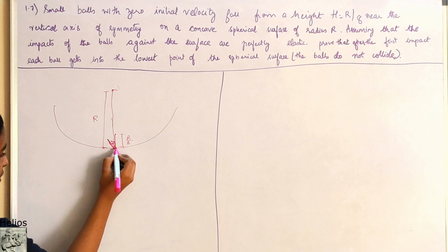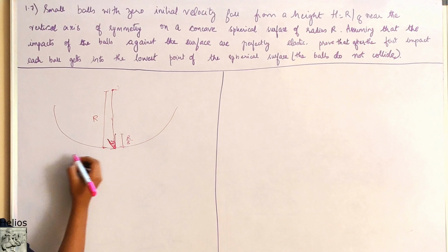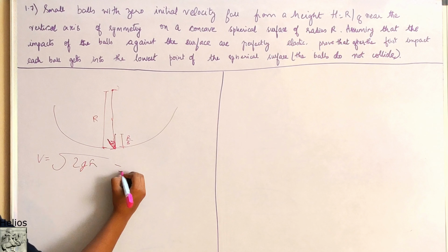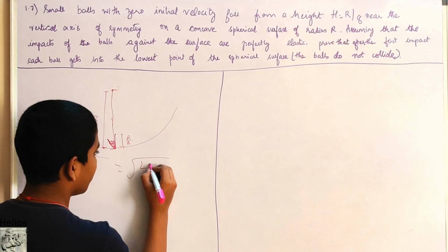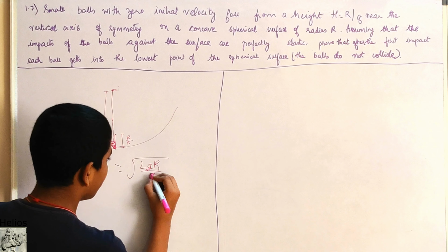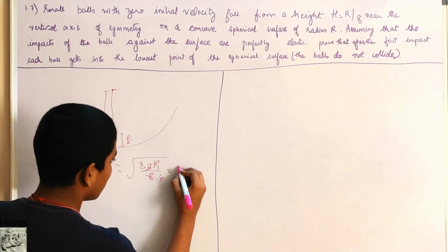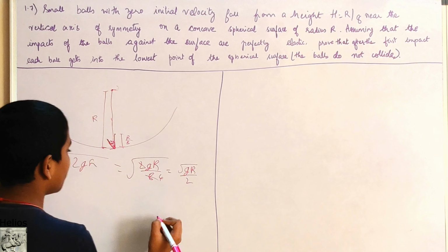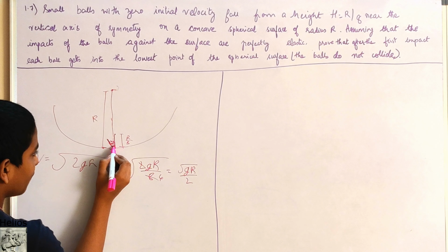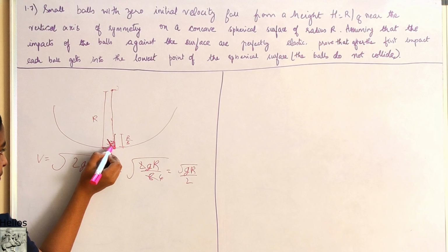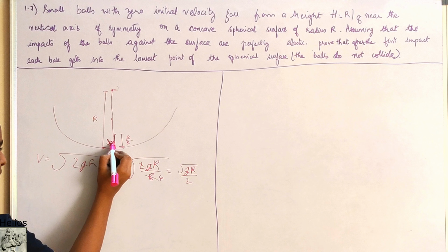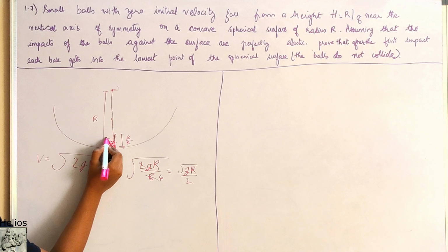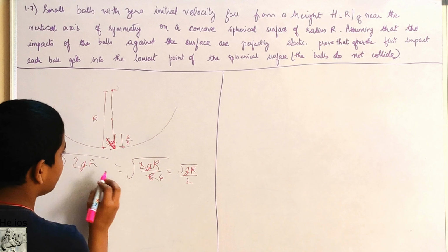The velocity of the balls at the point here is v equals root over 2gh, that is root over 2g into r by 8. V equals root over gr by 2. This is the velocity. At this velocity, they bounce back making angle 2 alpha with the vertical. They bounce back like this.